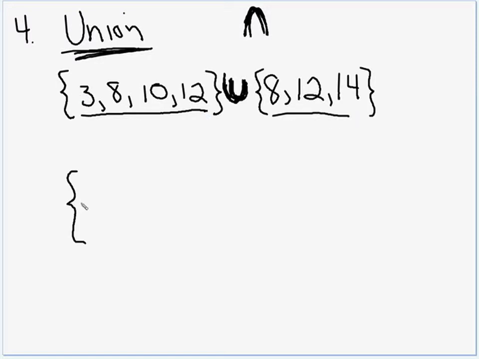And I see the lowest number in both is 3, so that goes in. The next number would be 8. Now here we have a repeater. We have 2 8s, so do we write 2 8s in the union? No, we're just showing what the combined set is, so we only need 1 8 in there.